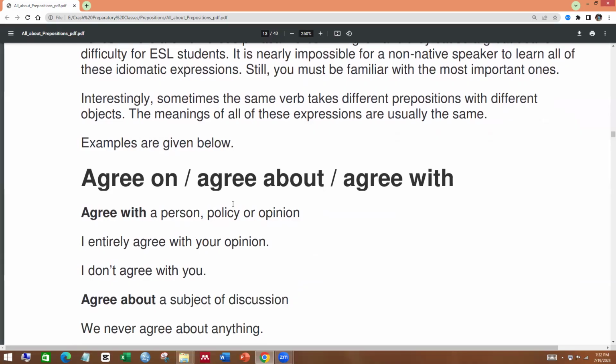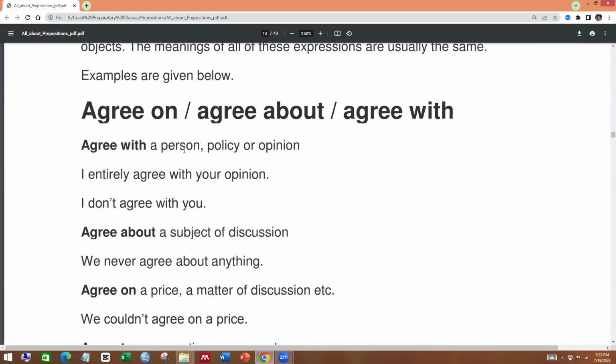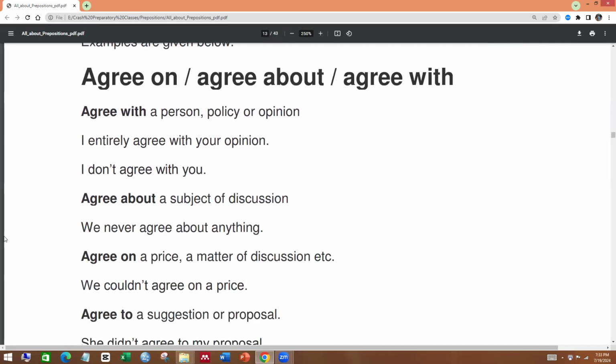अब चलें देखते हैं phrasal verbs के अंदर. Examples are given like एक word है agree on, जैसे मैंने carry का example दिया. यहाँ पे agree है, agree on, agree about, agree with. Agree with a person or policy or opinion. I entirely agree with your opinion. I don't agree with you. Agree about a subject of discussion. Okay, we never agree about anything.